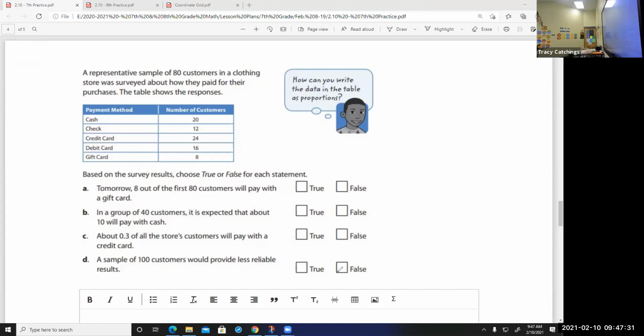All right, so number A says, well, first of all, look at what we got. They got a sample of 80 customers and they told us how they chose to pay. So now A says 8 out of the first 80 customers would pay with a gift card. Would you say that's true or would you say that's false?